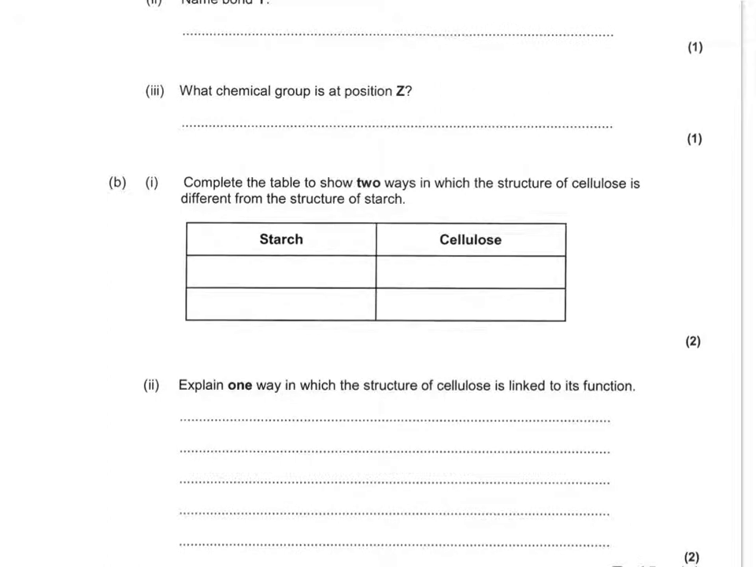This table caused some issues in that these have to be comparative statements. So, for example, if you put helical for starch, you'd have to put straight for cellulose because they're comparing the shape of the molecule. For example, if you put no microfibrils for this, you put microfibrils for this box here. If they don't form comparative statements, you can't gain any marks.